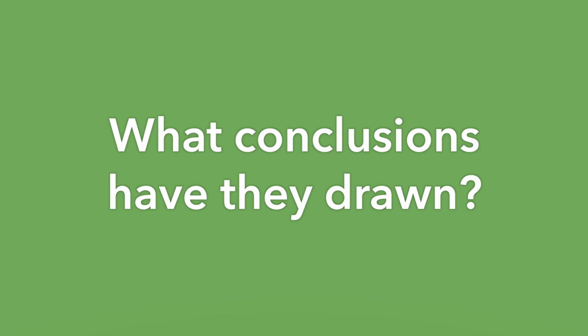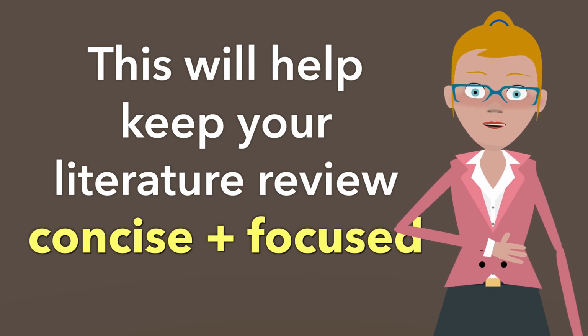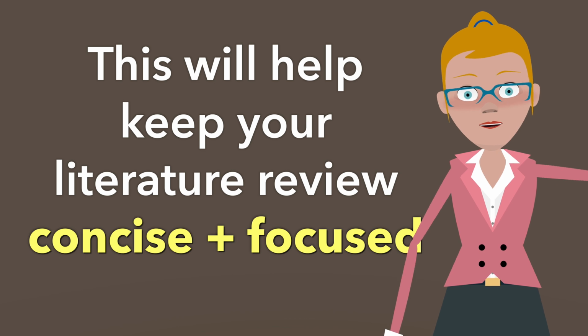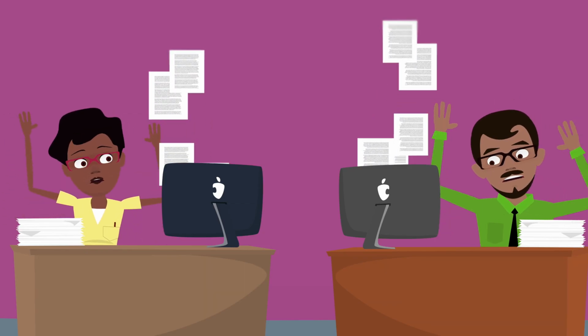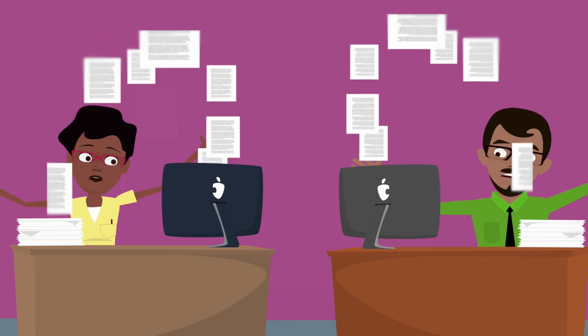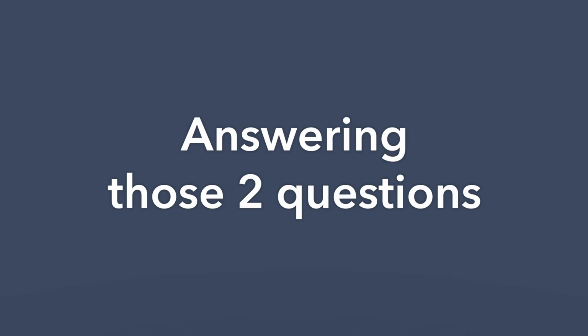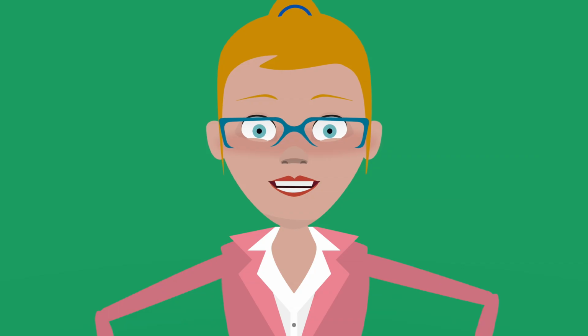So, when you do your lit review, you think of two guiding questions. What conclusions have they drawn, and how have they come to these conclusions? This will help you to keep your literature review very concise and focused, which is really hard to do, because ostensibly you could review 1,000 articles in order to do a thorough lit review. By answering those two questions, you've done the work of the lit review.